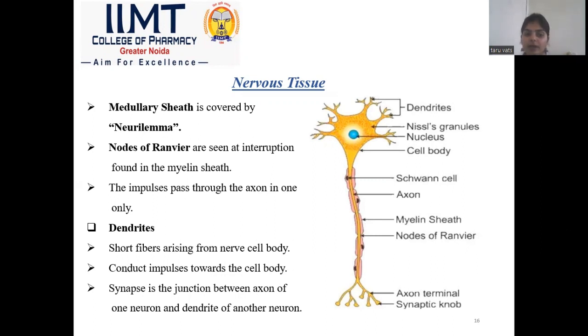Then dendrites. They are short fibers arising from the nerve cell body. They provide conduction of impulses towards the cell body. Synapse is the junction between the axon of one neuron and the dendrite of another neuron.